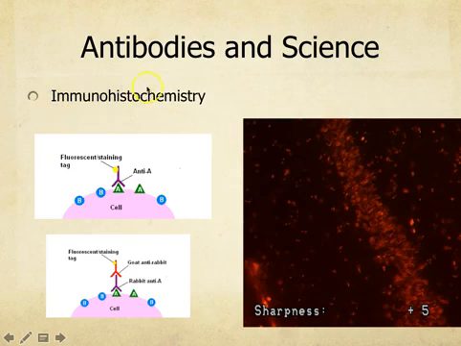Anyway, what we call this is immuno, because we're using principles from the immune system, antibodies, histo, because it's histology, and trust me, there's lots of chemistry also involved. So scientists just smushed all three words together, and they called this technique immunohistochemistry.